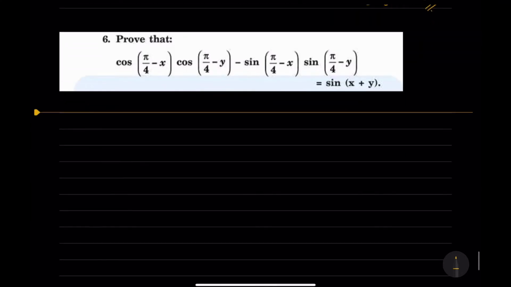Next one, prove that cos(pi by 4 minus x) into cos(pi by 4 minus y) minus sin(pi by 4 minus x) into sin(pi by 4 minus y) is equal to sin(x plus y). So we'll be using the sum or difference formulas over here, and we'll write down all the values whatever we're getting in the solution part. So what are all those values, we'll see.